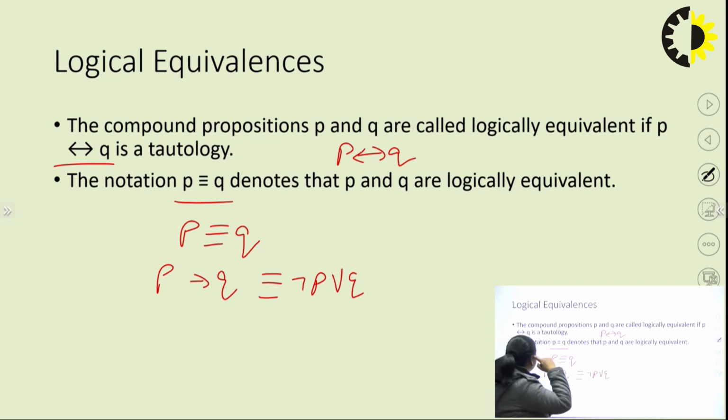So what is the use of logical equivalence? If I have to remove an implication somewhere, I can use its logically equivalent formula. So the implication P implies Q, I can change to not P or Q. So that is the use of logically equivalent formulas.